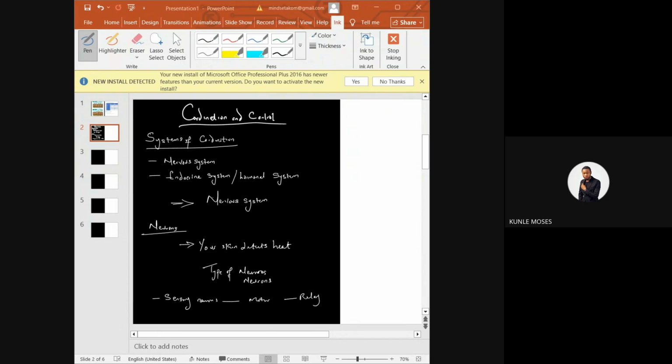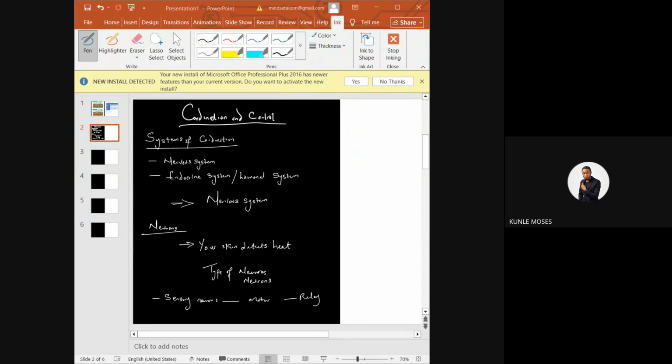After the brain processes the message, how does the brain send the message? That is where the motor neuron comes in. Are you getting it? The motor neurons are neurons that carry the instruction that the brain is giving. They carry it from the brain to either the glands or the muscles.